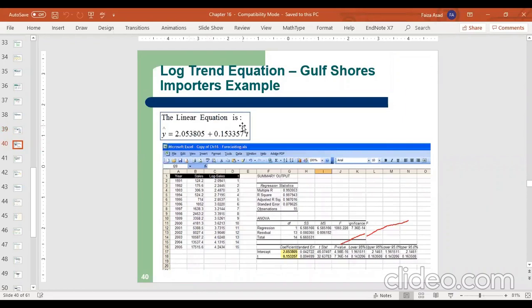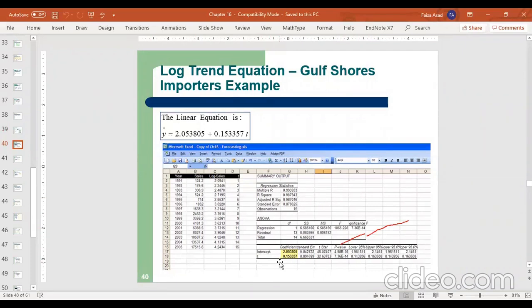So this is the linear equation. After applying log on the sales data, the data is turned into a linear form. This is the output for the linear equation, where you are familiar with degrees of freedom, confidence interval, intercept, and t, or you can say the slope of the line.